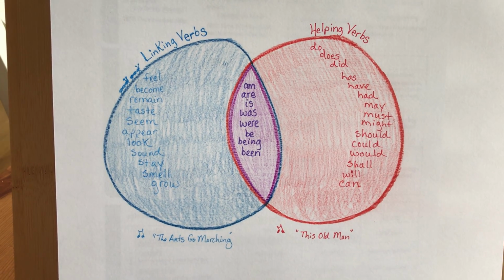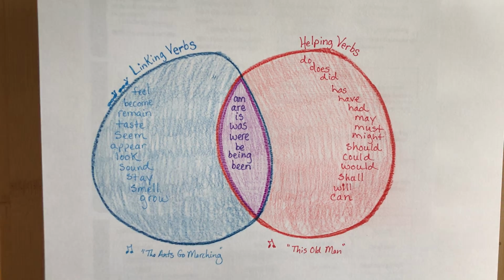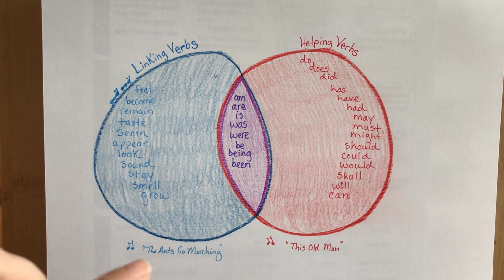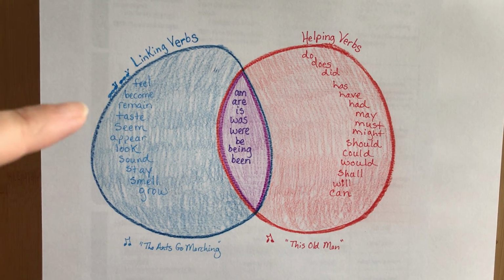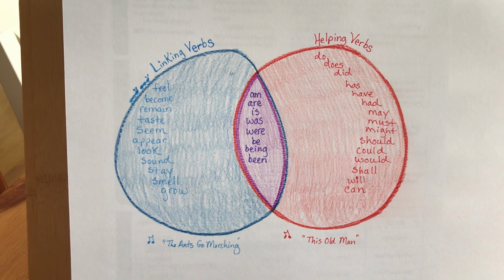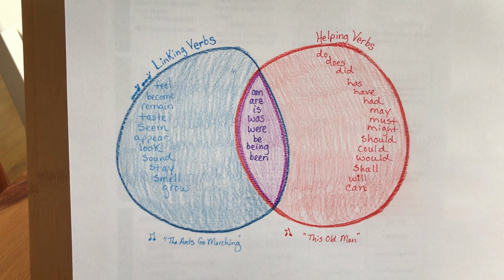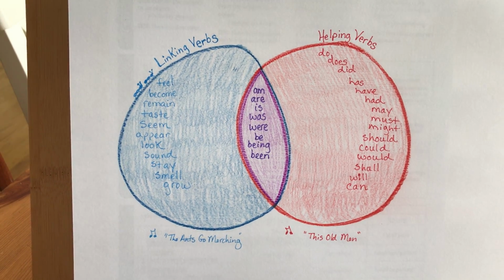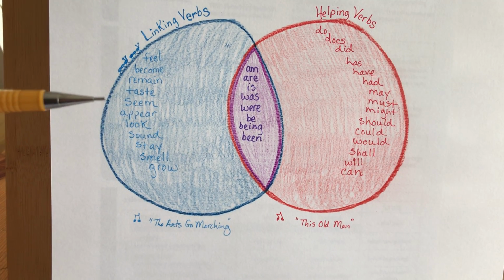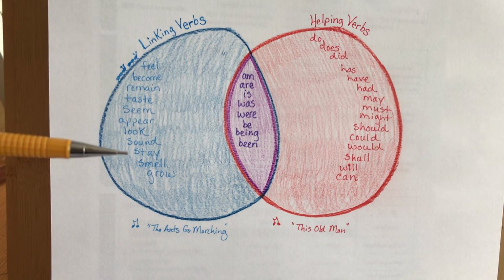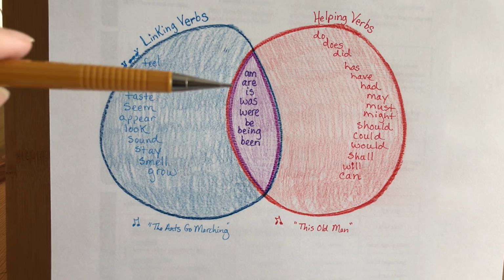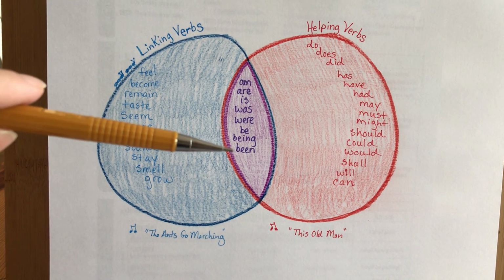Am, are, is, was, were, be, being, been. A linking verb makes an assertion by joining 2 words. Feel, become, remain, taste, seem, appear, look, sound, stay, smell, grow. These are the linking verbs. Plus am, are, is, was, were, be, being, been.